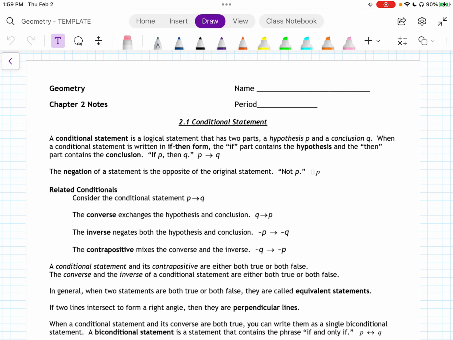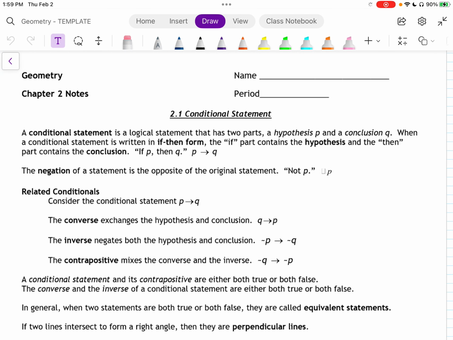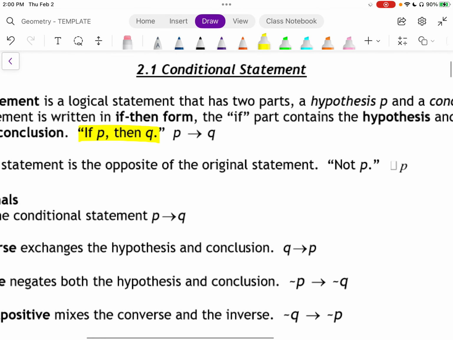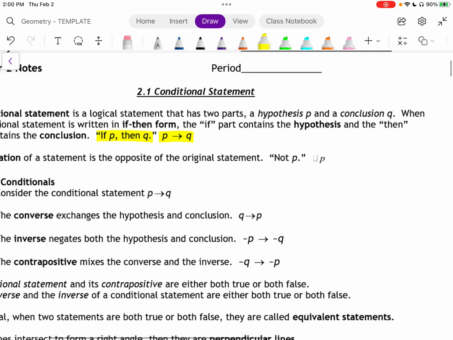So starting up, we have a conditional statement. A conditional statement is a logical statement that has two parts. It has a hypothesis, which we're normally going to call P, and a conclusion, which is normally called Q. When a conditional statement is written in if-then form, the if part contains the hypothesis, and the then part contains the conclusion. We normally would read this out loud as if P then Q, but for shorthand, we write P arrow Q, right?